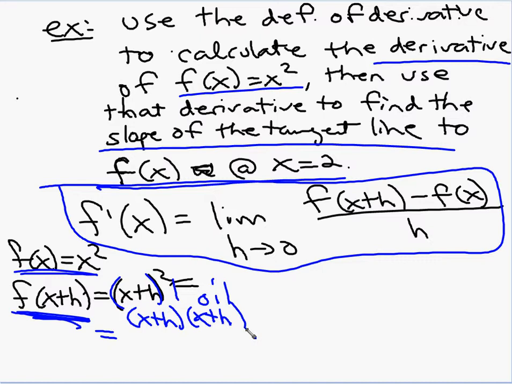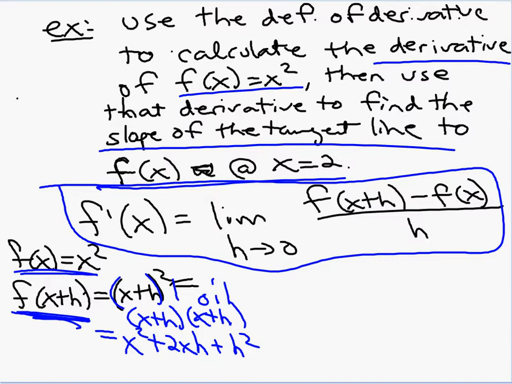And doing FOIL, that is x squared plus 2xh plus h squared. Be cautious with that, okay? There are so many algebra errors that calculus students make, and it winds up really frustrating them later. So don't get in a big hurry and get sloppy with that. It'll tick you off later.